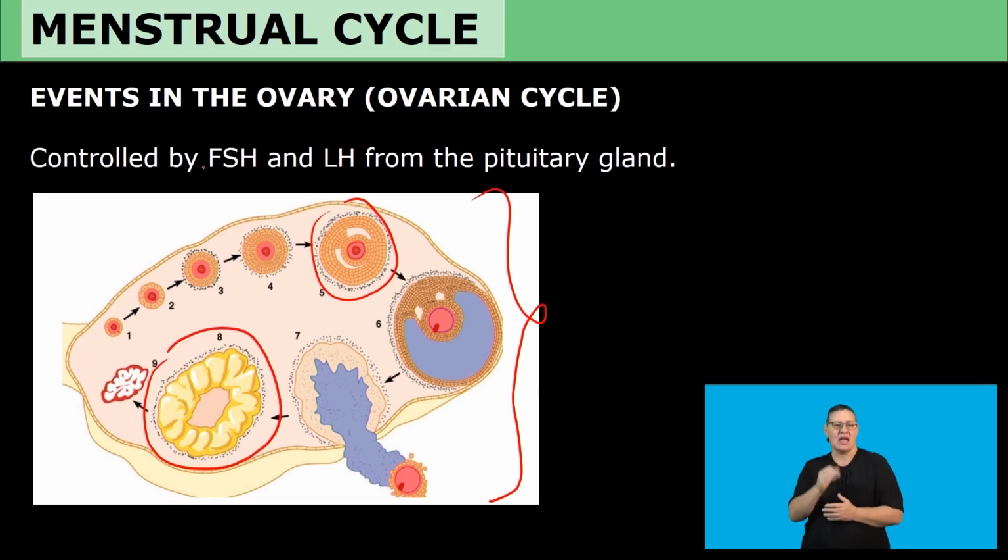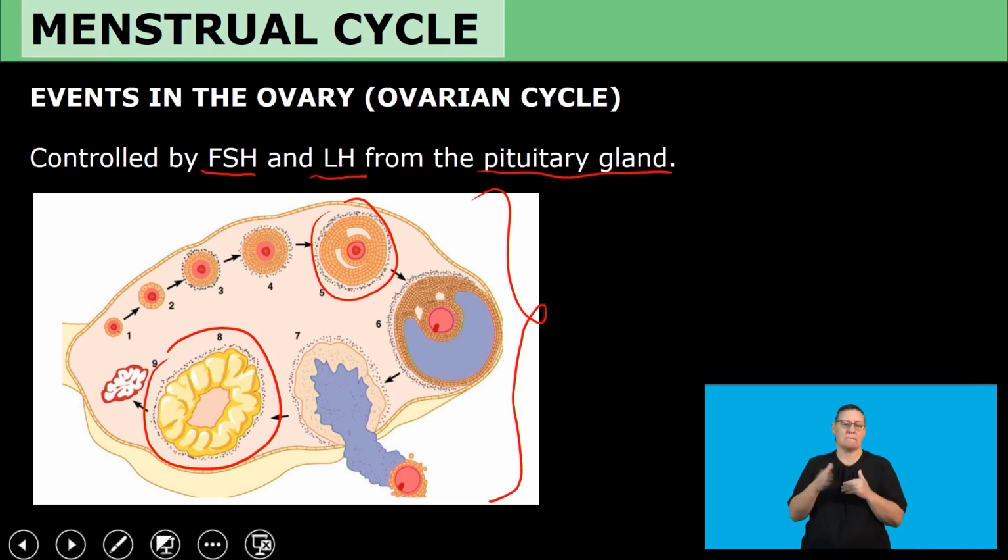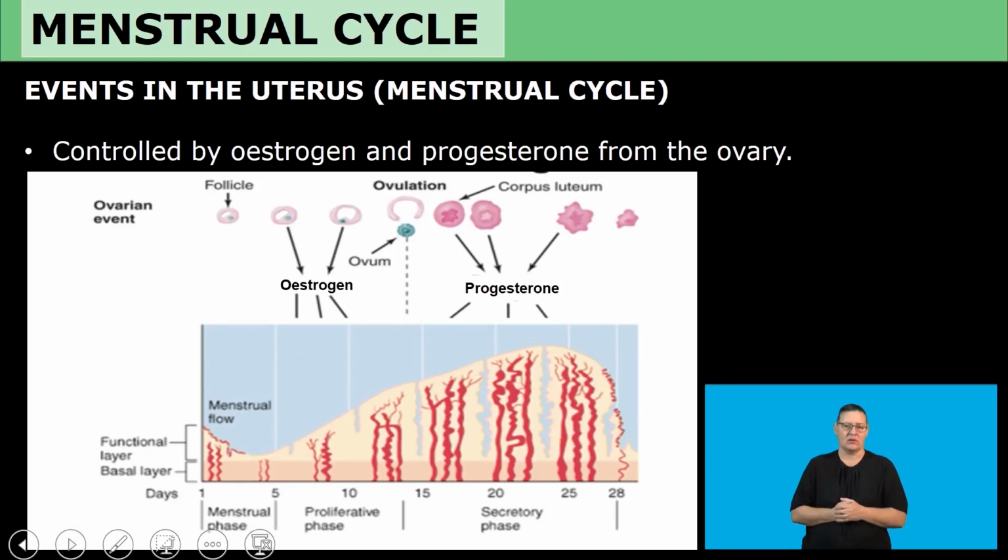So you will mark FSH and LH. Remember, they are pituitary gland hormones. We'll speak more about that. Let's have a look at this.